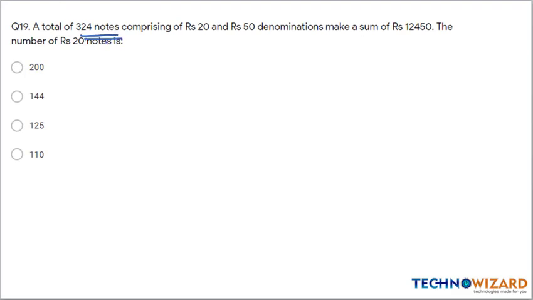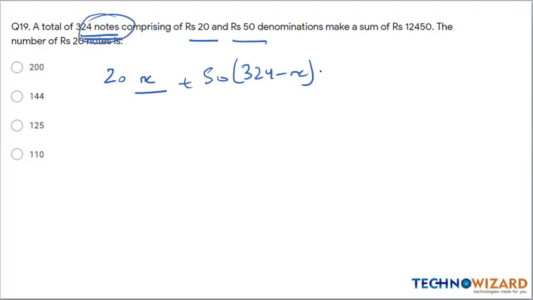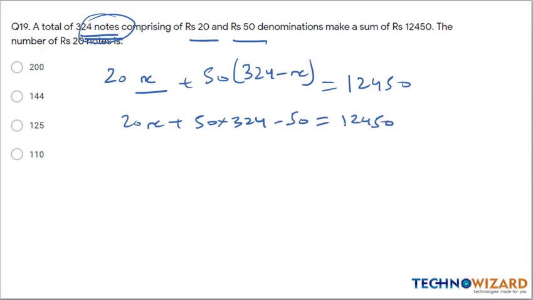Next question, question number 19. A total of 324 notes were there, comprising rupees 20 and 50 denominations. Okay. Now I have taken the 20 rupee notes as X and the 50 rupee notes as 324 minus X. Okay. I can say this because the total number of notes is given to me, and the total amount is equal to 12450. Now on solving, 20x plus 50 into 324 minus x is equal to 12450. 20x plus 50 into 324 is 16200 minus 50x is equal to 12450.